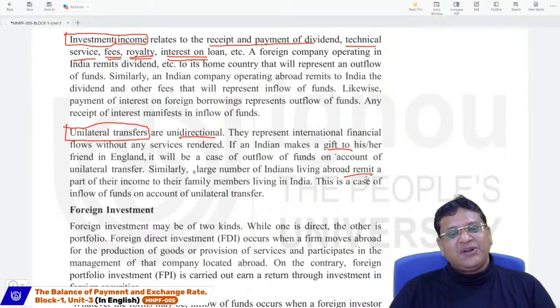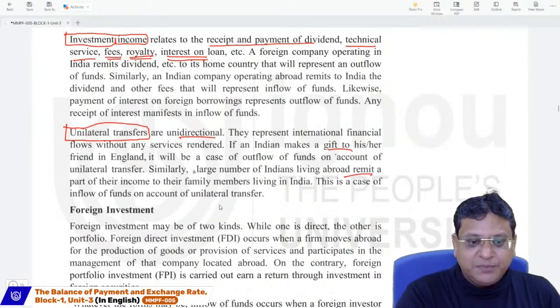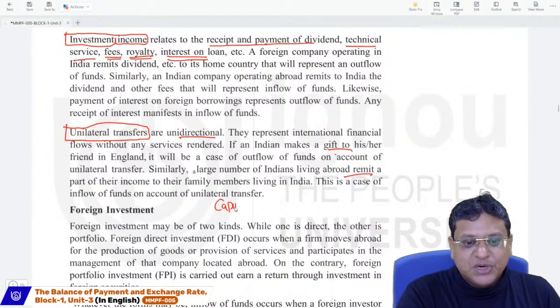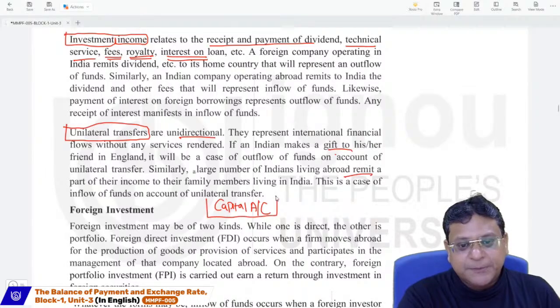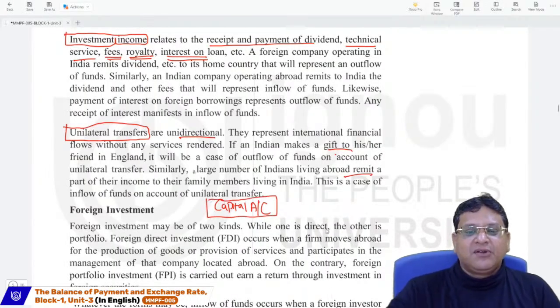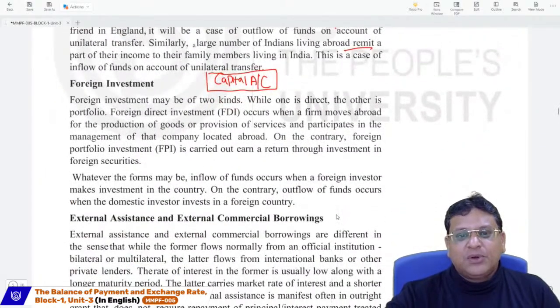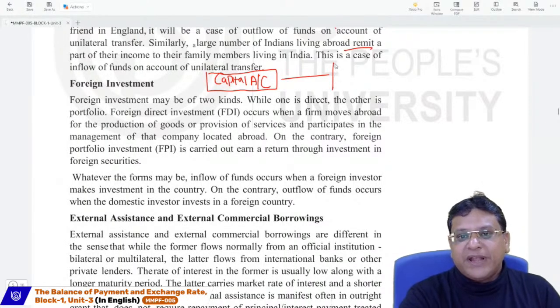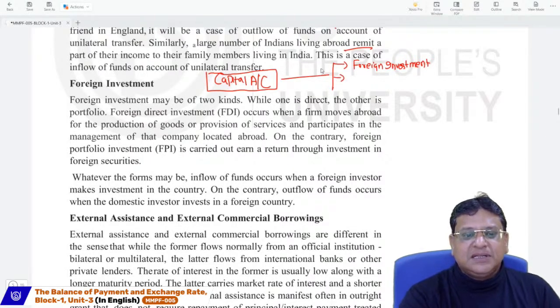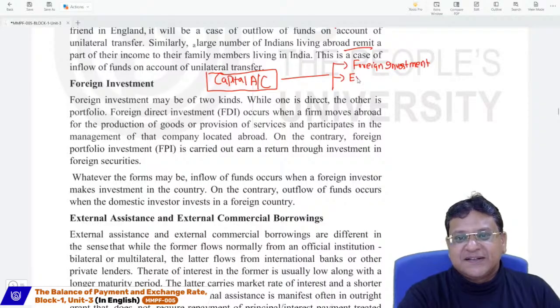Next, we will discuss certain items of the capital account. I have told you that the capital account refers to transactions related to foreign assets and foreign liabilities. The capital account consists of four parts. What are the things recorded in the capital account? The capital account consists of four parts. The first one is foreign investment. We'll discuss what foreign investment is. The second one is external assistance.